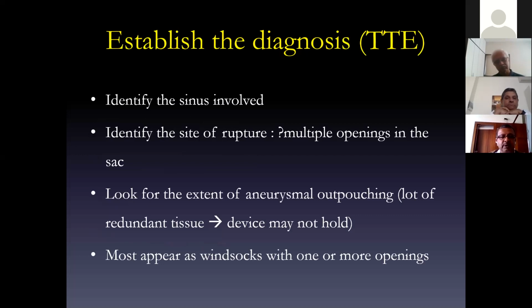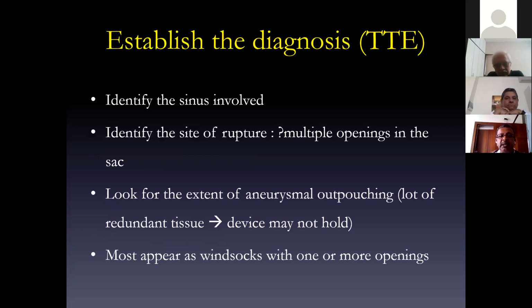Identify the sinus involved, which I told you is important, because in the previous slides I showed you the sites of rupture. Identify the site of the rupture. Multiple openings are not uncommon. Look for the extent of the aneurysmal tissue outpouching, a lot of redundant tissue which is outpouching.